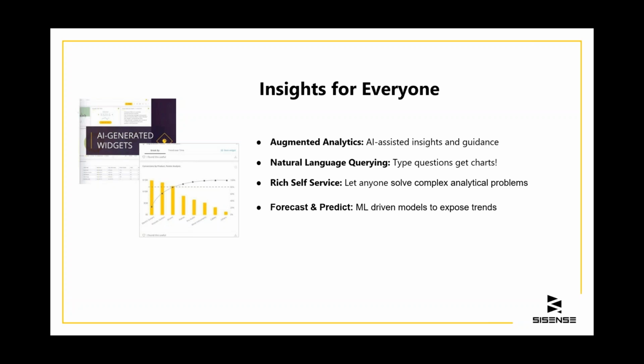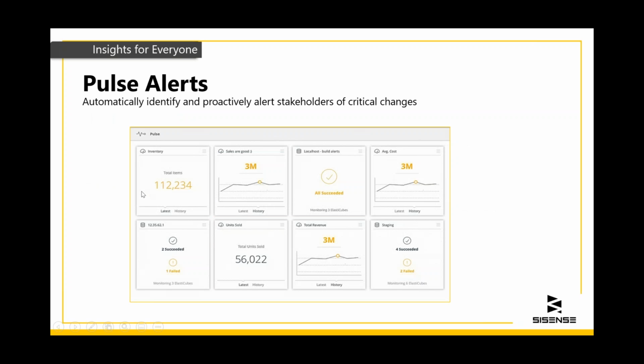And with Sisense as well, there is the ability to do forecasting and prediction using the machine learning capabilities built in the product. A couple of really interesting insight for everyone capabilities that Sisense brings. One is pulse alerts. So you can add KPIs to your dashboards. So if you want to be notified if, for argument's sake, your water pressure on a valve drops below the minimum value, or if your sales per day aren't high enough, or whatever it is, you can attach an alert to that KPI to be notified.